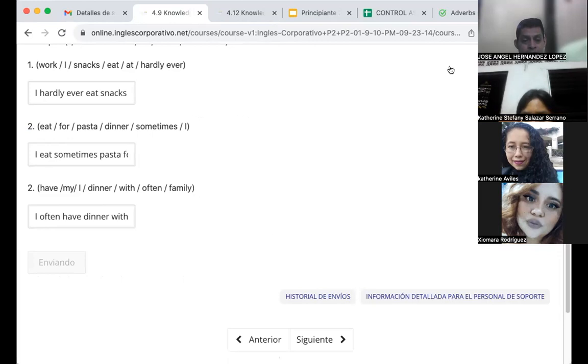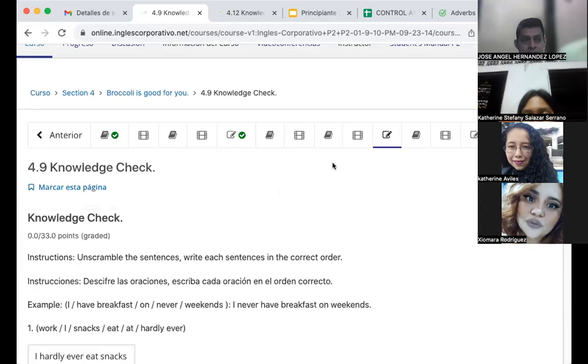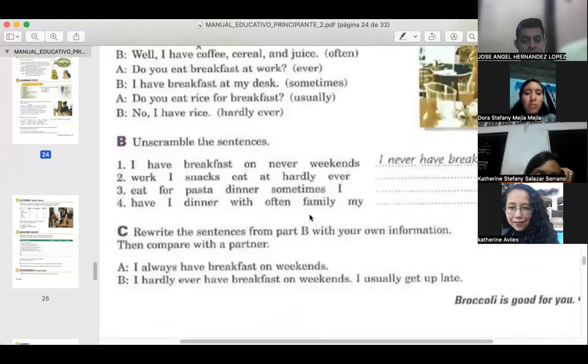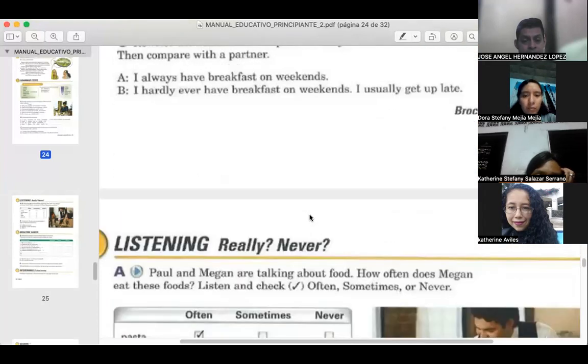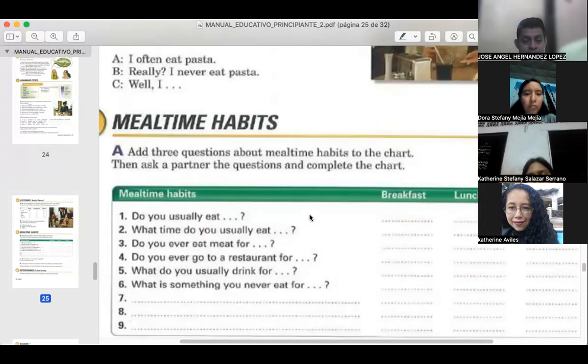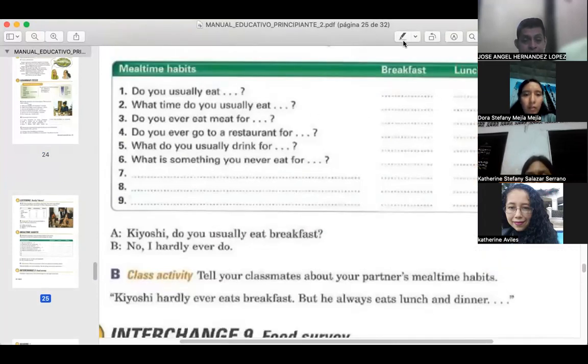Ay, no quiere cargar. Pero digamos que sí están correctos. I say they are correct. Okay, the last activity. Here, this part.